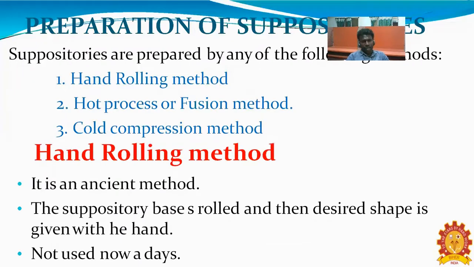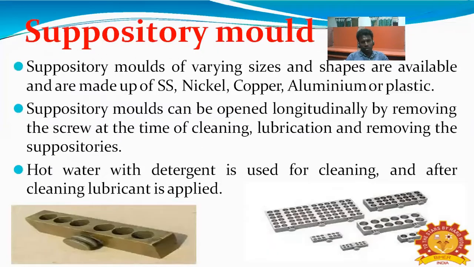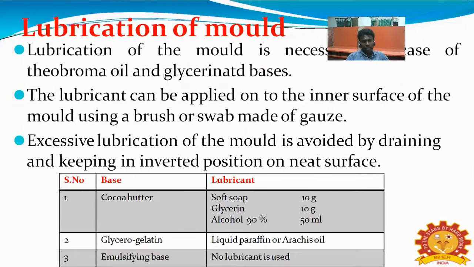Preparation of suppositories. The hand rolling method, the hot process or fusion method, and the suppository mold method are used for suppository preparation. Suppository molds of varying size and shape are available and are made of nickel, copper, aluminum, or plastic. The suppository mold can be opened longitudinally by removing the screw at the time of cleaning, lubrication, and removing the suppository. Hot water with detergent is used for cleaning.